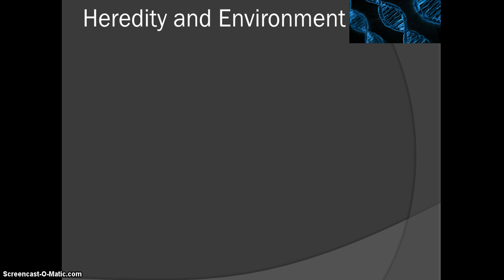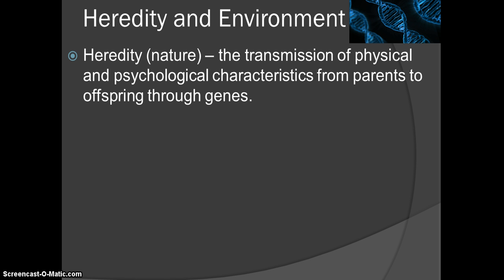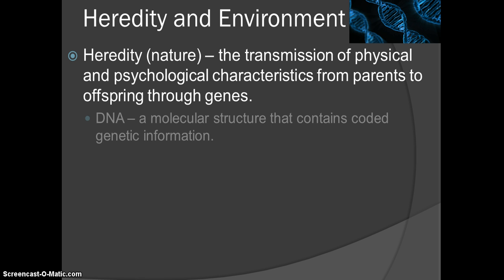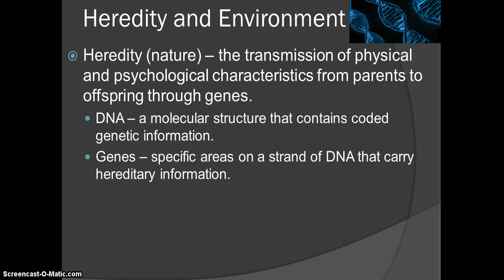The first component that can help answer that question is heredity, nature, which is the transmission of physical and psychological characteristics from parents to offspring through genes. DNA is a molecular structure that contains coded genetic information, while genes are specific areas on that strand of the DNA that carry the hereditary information. So a baby can have on their own DNA genes both from their mom and from their father.